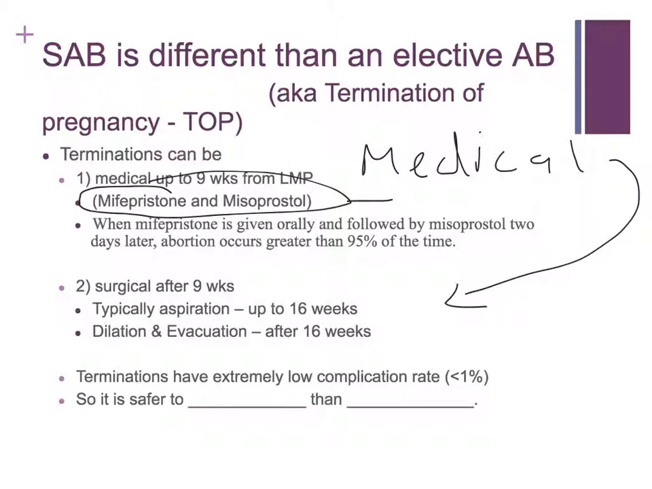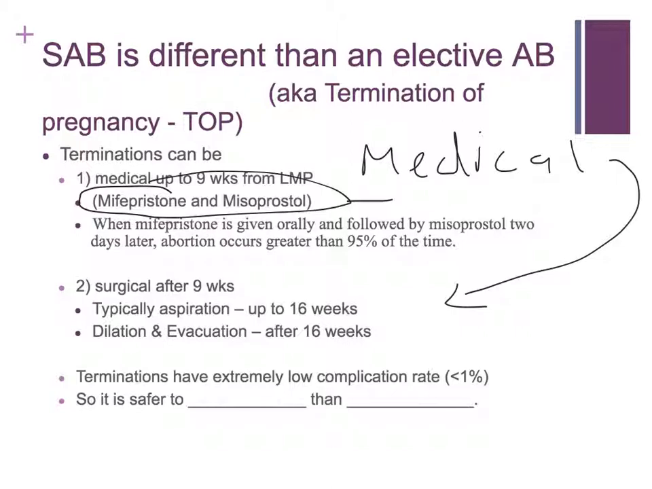So surgical is usually an aspiration or a dilation and evacuation. They're done in outpatient centers. Some are private, some are through Planned Parenthood. Patients can choose where they go for them. Most private practices will refer out for these. They don't necessarily do them themselves.